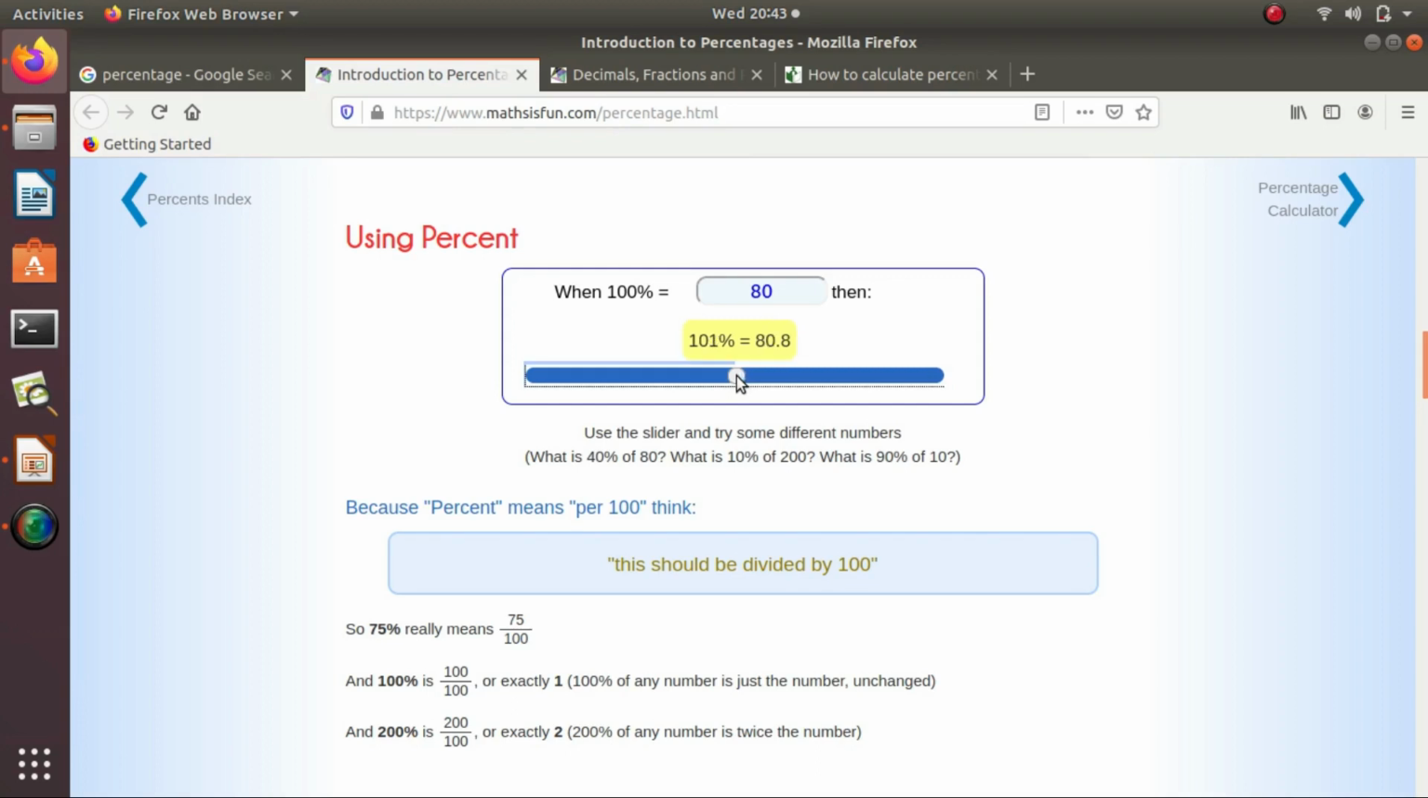Let me see what is 150% of 80. See, that is 120. 80 is 100%. What is 50% of 80? 40. So 80 plus 40, that is 120. So 150% of 80, that is 150 divided by 100 into 80, that will give 120.